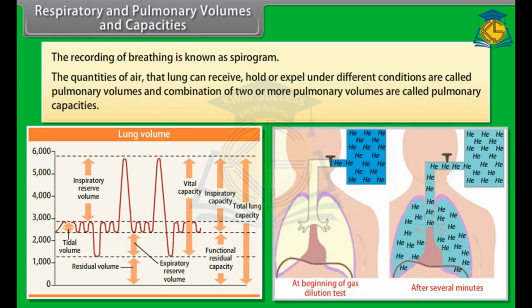The quantities of air that lungs can receive, hold, and expel under different conditions are called pulmonary volumes, and combinations of 2 or more pulmonary volumes are called pulmonary capacities.